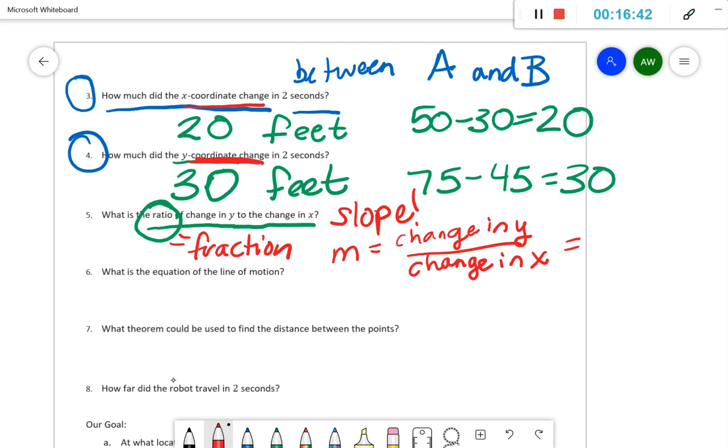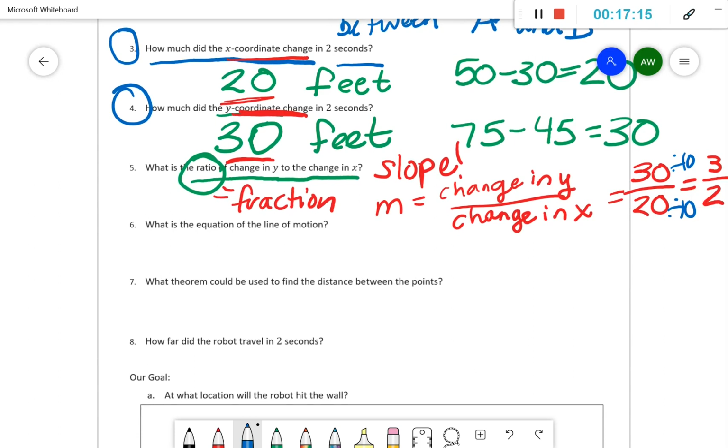Now, the first one we want in our numerator is the change in y. We know that that is 30 feet. So this is going to be 30 over our change in x. The change in x was 20 feet, so 30 over 20. And if I simplify this fraction, I'm going to get 3 over 2. That simplification just comes from me dividing by 10 in the numerator and dividing by 10 in the denominator to get 3 over 2 from 30 over 20.